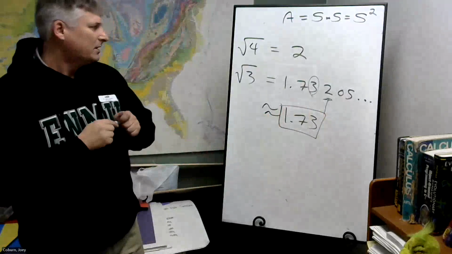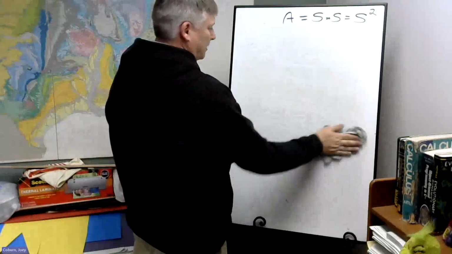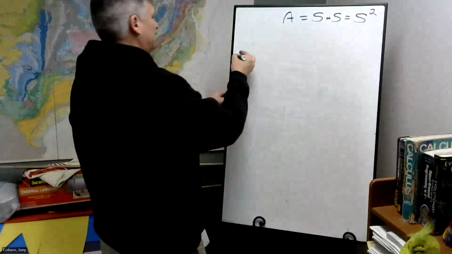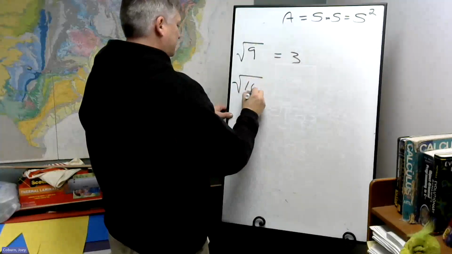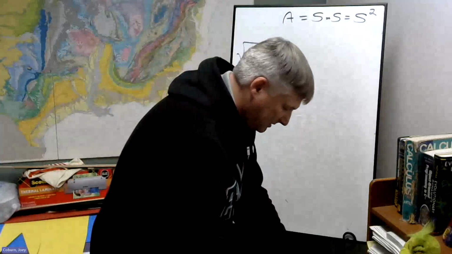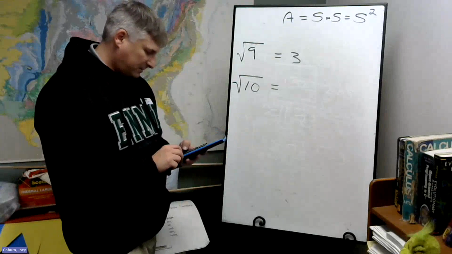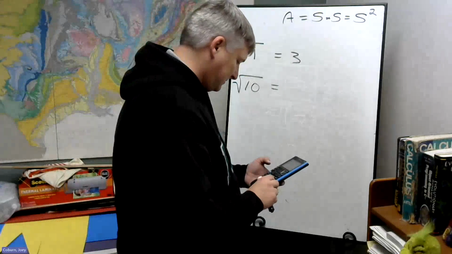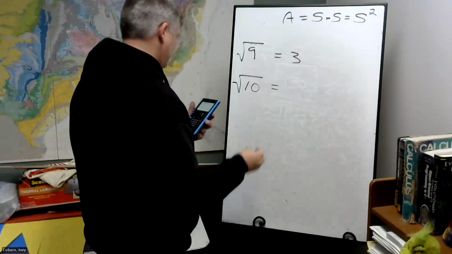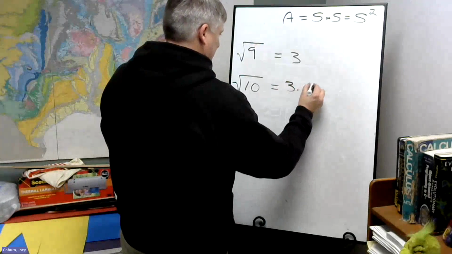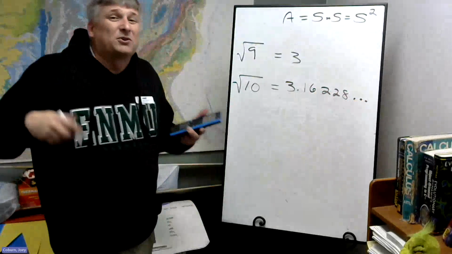So this comes out to approximately 1.73. So again, some numbers you can take the square root and things are great. So we could take the square root of, say, 9. Square root of 9 comes out to be 3. Then we go up to the square root of 10. That turns out to be kind of complicated. Square root of 10, let's see. 3.16228, and it goes on and on and on. We get this irrational number.